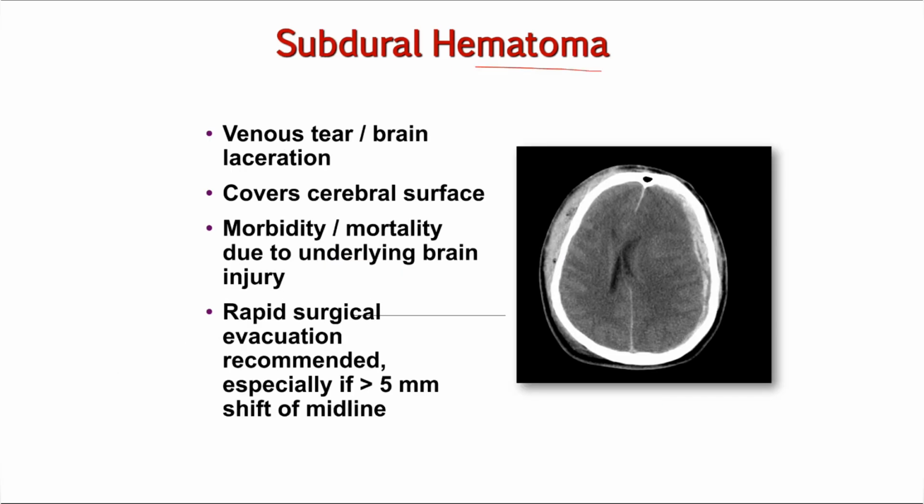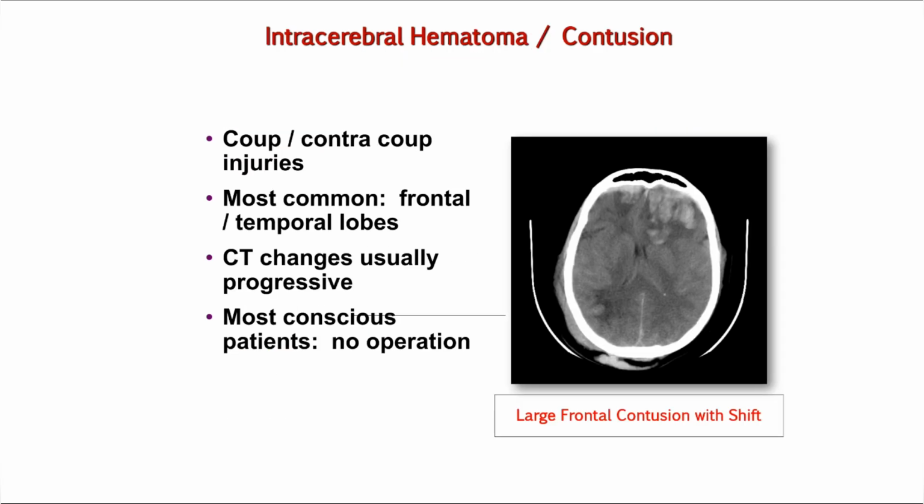We have another type called subdural hematoma. The subdural hematoma is between the dura and the arachnoid, in which there is a venous tear. It is venous bleeding. The morbidity and mortality are mostly because of underlying brain injury. It might need rapid surgical evacuation, especially if the midline of the brain has shifted more than 5 millimeters, or the patient has signs and symptoms of increased intracranial pressure.